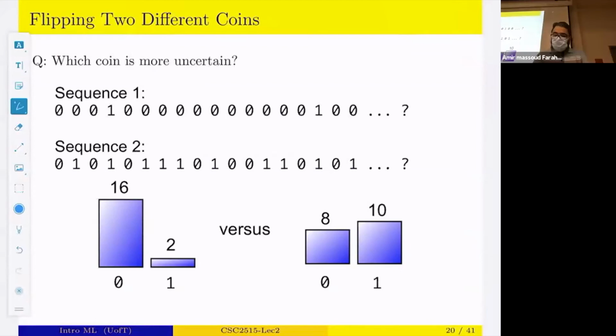Okay, so suppose we have a coin, and if we flip the coin we get a sequence of zeros and ones. So we get 0, 0, 0, 1, 0, 0, 0. This is for the first coin, so this is the first sequence.